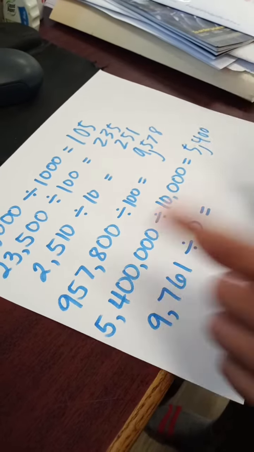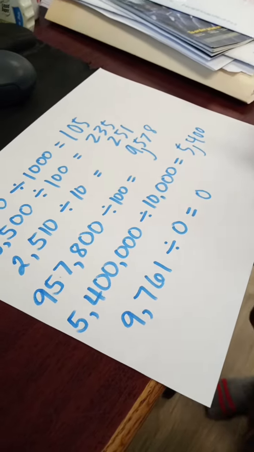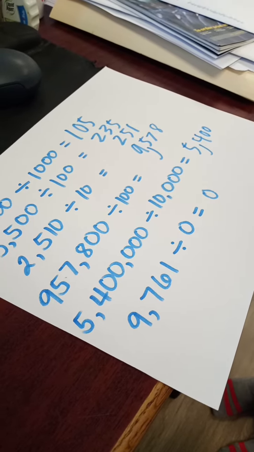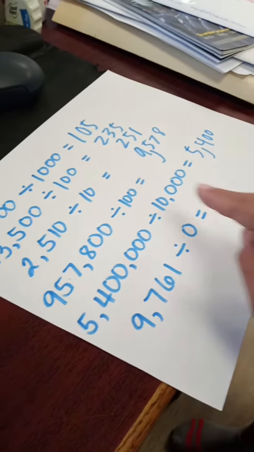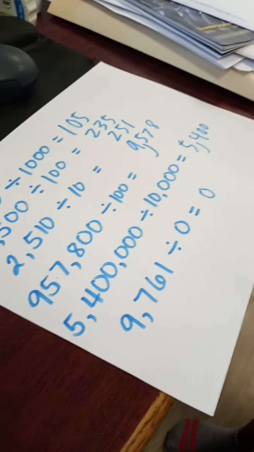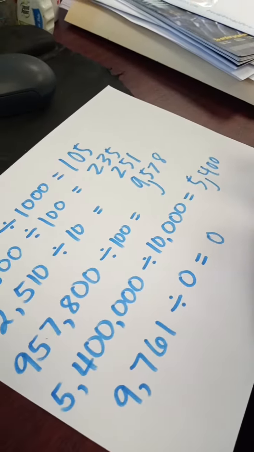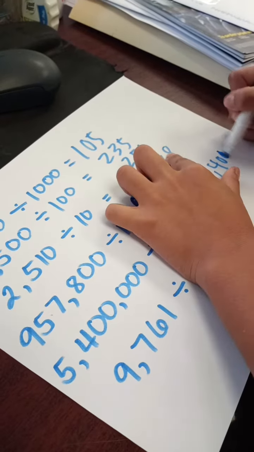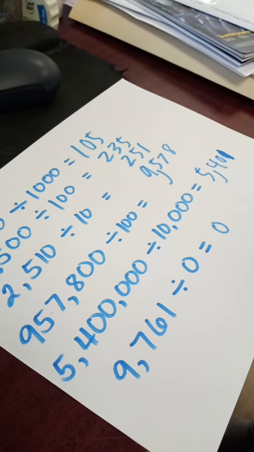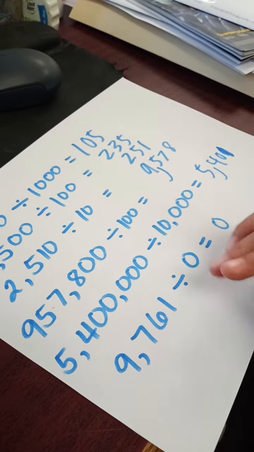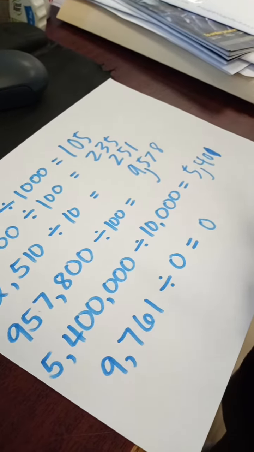5,400. And that's 0. Are you sure? Yeah. This is 9,000. Nope. That is wrong. How many zeros is that? Oh, 4 zeros. So that's 540. Because there's 4. Erase the comma. You don't need the comma.